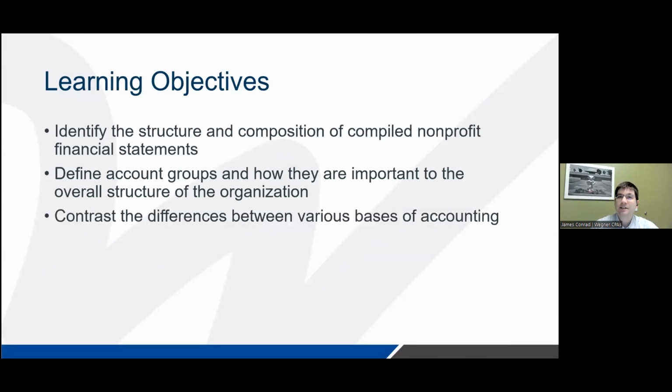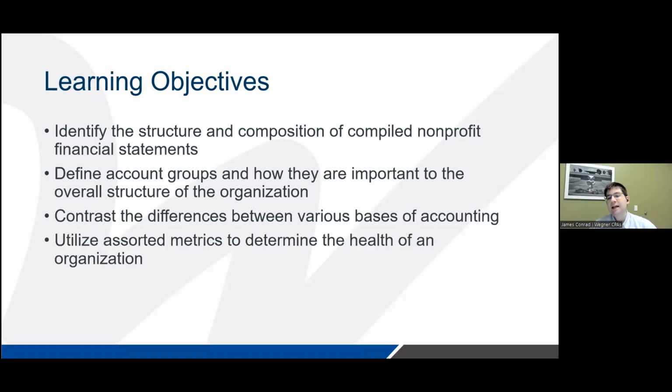We're going to look at the differences between the different bases of accounting. Most of you are going to be familiar with cash and accrual, and we're going to talk about the differences here today. And we're going to look at some metrics to determine the health of an organization. You can get a lot of information from one statement or a combination of the statements in tandem, and we're going to go over some of those today.